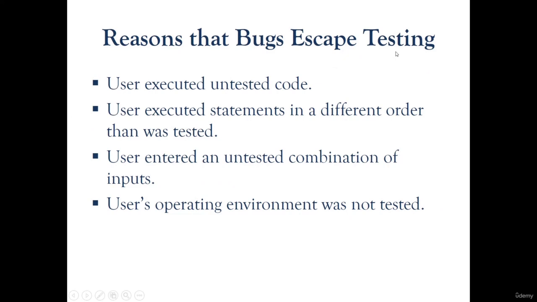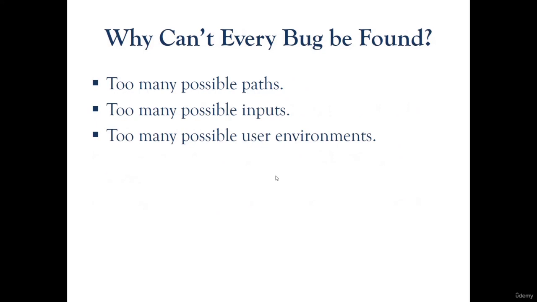The reasons bugs escape testing are that the user executed unintended code, the user executed statements in a different order than was tested, and the user entered an untested combination of input. Human errors will always be there. These are the reasons bugs escape our testing, along with a user operating environment that was not properly tested. And we cannot find every bug because there can be lots of paths, too many possible inputs, and too many possible environments.